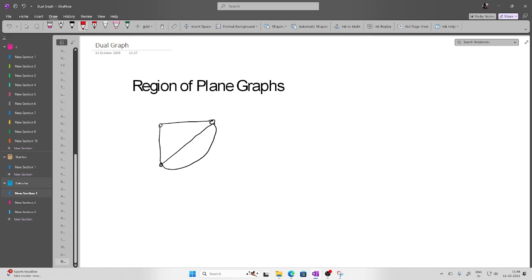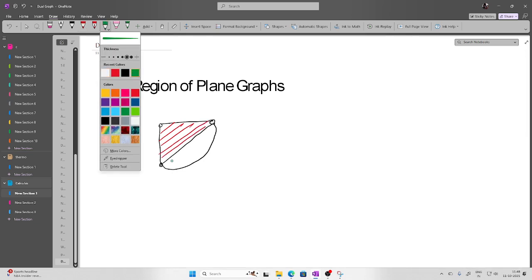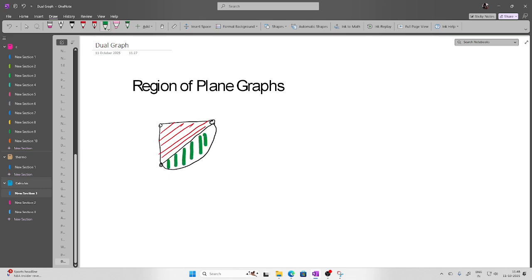So if you look closely, this is one section, then this is another one, and then there is this outside region which is unbounded. So how many regions is this plane graph divided into? There are four regions. What are those? This is region number 1, this central one is region number 2, and the other one, the outside one, is region 3. So regions are basically those sections into which a plane graph is divided.